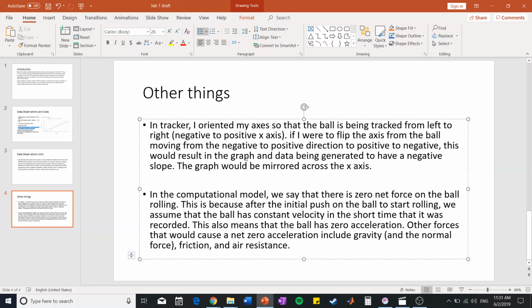So other forces that would cause the net zero acceleration in the ball include things that we didn't account for before, but these are all inherent forces that affect the rolling of the ball that we must account for if we're trying to have a more complete description of all the forces acting on the ball. Other forces acting on the ball would be things like gravity, the normal force corresponding to gravity, friction, and air resistance.